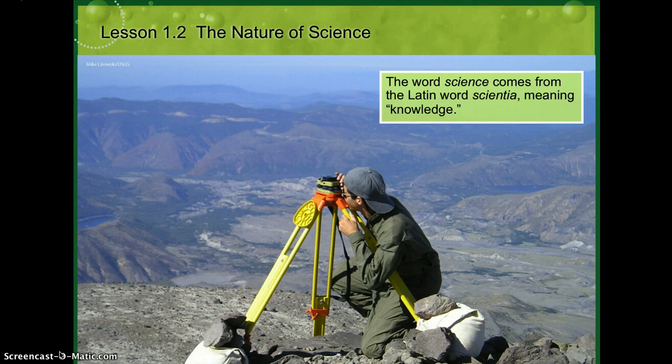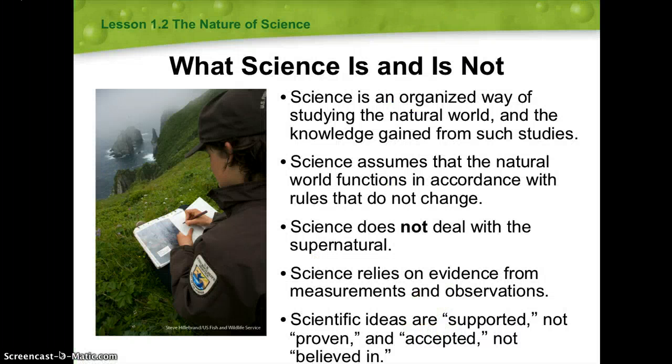Science itself is to try and have this understanding of our natural world. And if you could see there, the word science comes from the Latin word scientia, which means knowledge. So to understand science is to have knowledge, an understanding of how our world works. So what science is and is not.